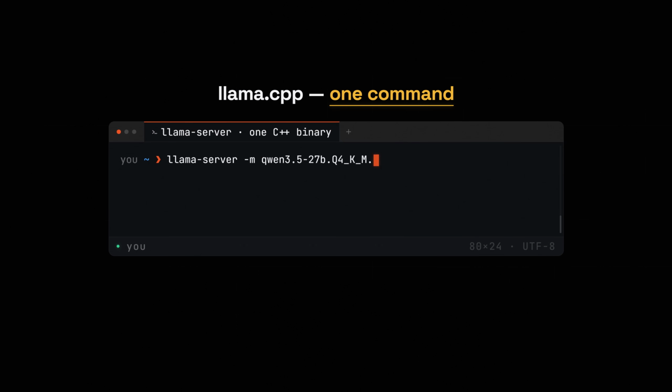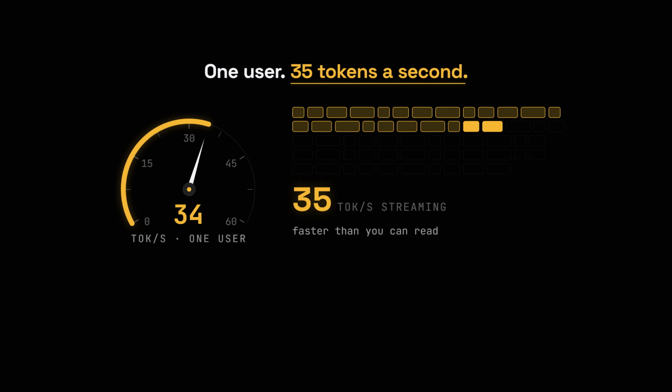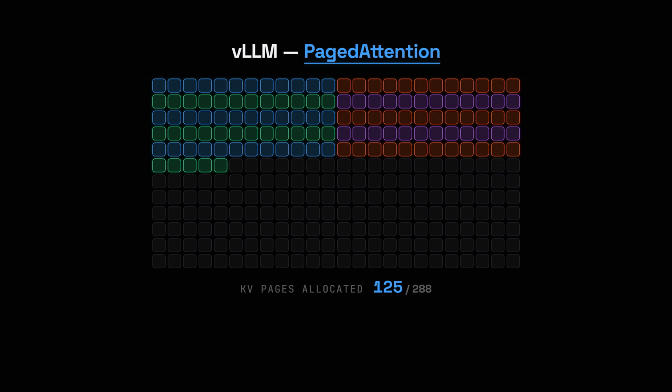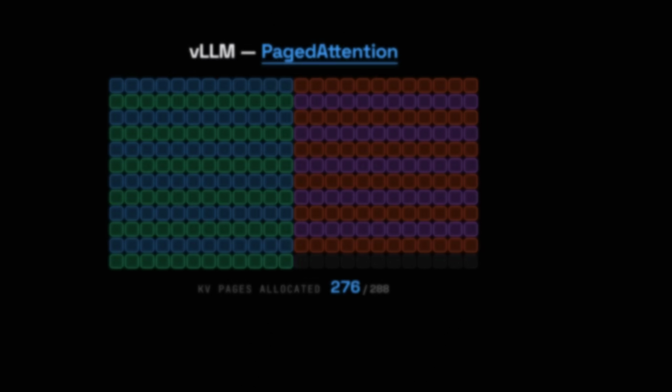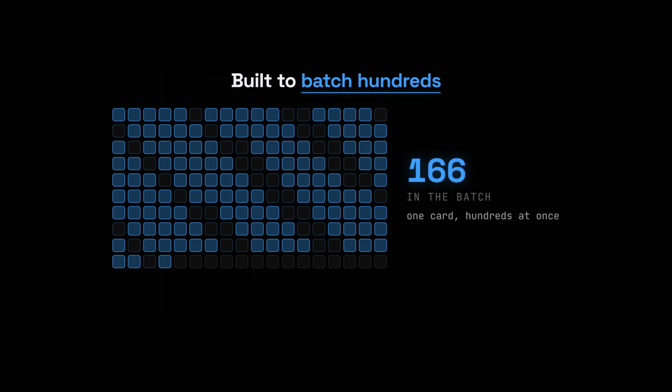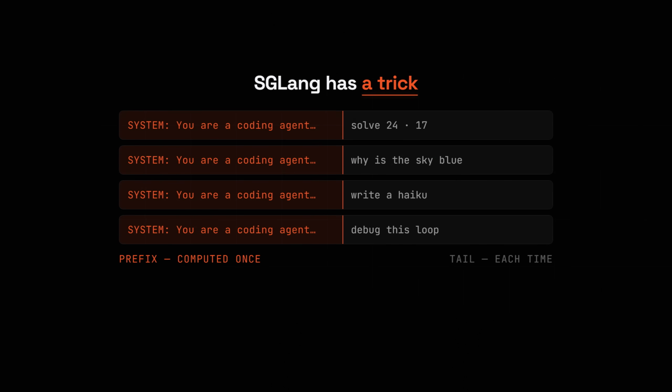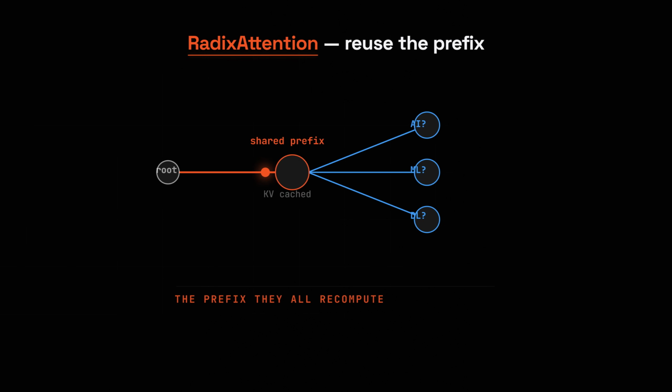llama.cpp is the one most people start with. One command, one user, about 35 tokens a second on a 3090. vLLM is the workhorse. PagedAttention, built from day one to batch hundreds of users at once. SGLang has a trick the others don't, RadixAttention. It reuses the prefix they all recompute.